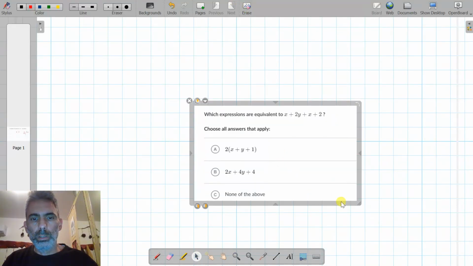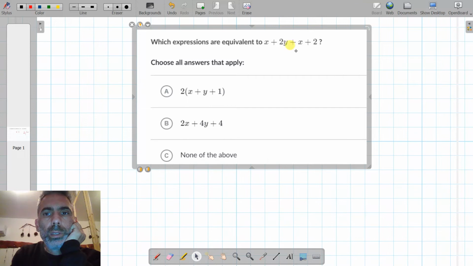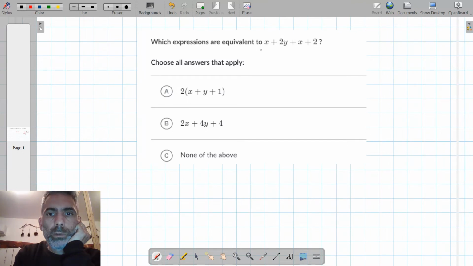Which expressions are equivalent to x plus 2y plus x plus 2? Okay, so we have here 1x, and we have here another x. So we have 2x, and we have here 2y, and we have 2. So 2x plus 2y plus 2.